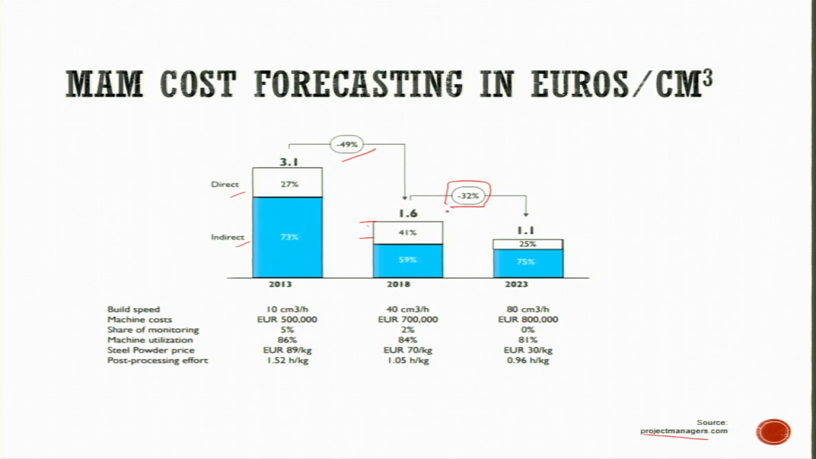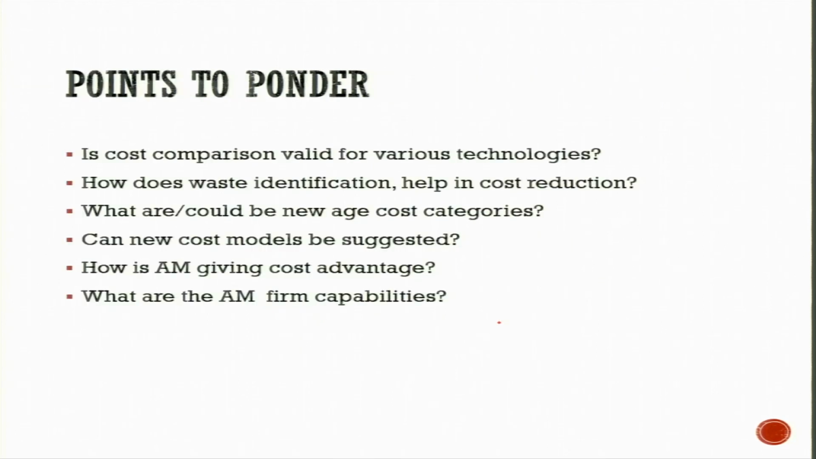The total cost is further expected to reduce by 32% in the coming years. This was a study given in the year 2015. Now, the way the technology is being improved, the costs are expected to fall. Now, this completes the lecture series on the costing in metal additive manufacturing.